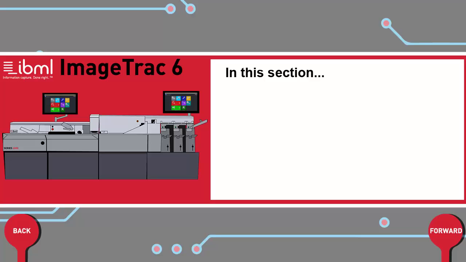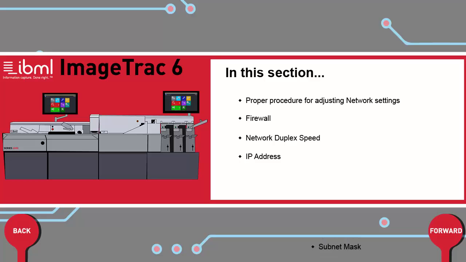In this section, we will discuss the proper procedure for adjusting network settings. We will discuss the firewall, network duplex speed, IP address, and subnet mask. It's important to note, if these adjustments are not set correctly, communication issues can arise. Let's begin with the firewall.